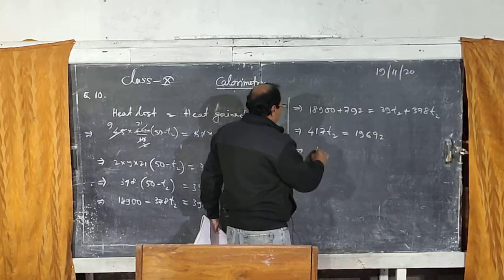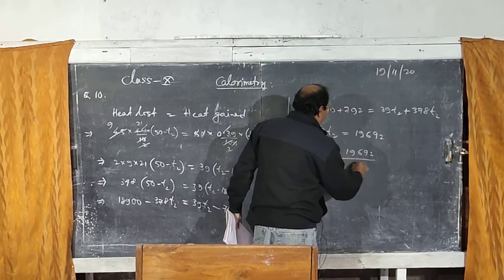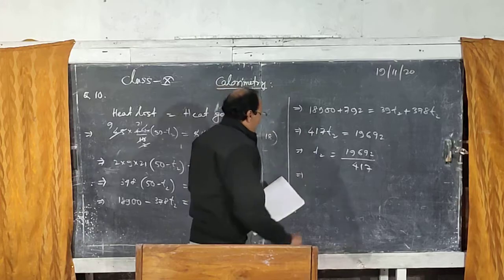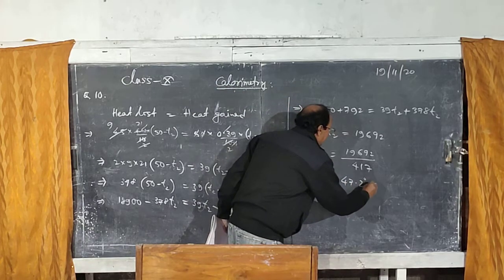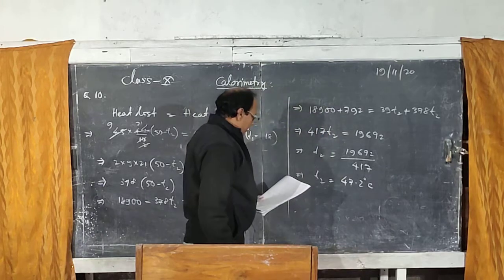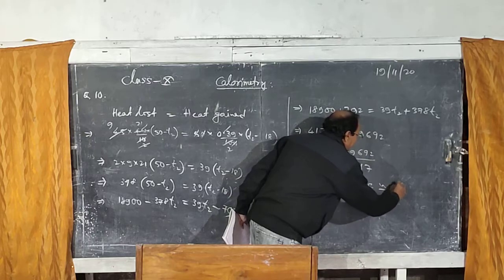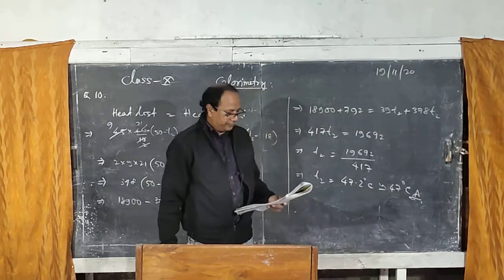So T2 is equal to 19692 by 417. So we will get here approximately 47.2 degree Celsius. Now this one you have to go for approximately 47 degree Celsius. This is your answer, right?